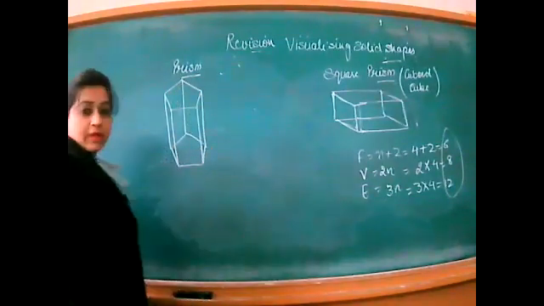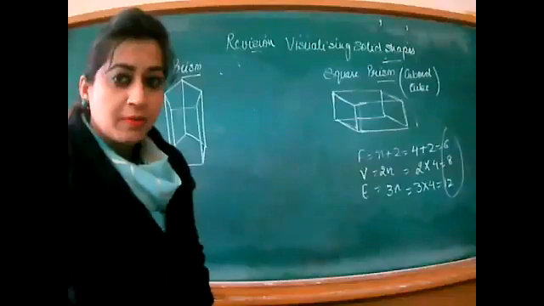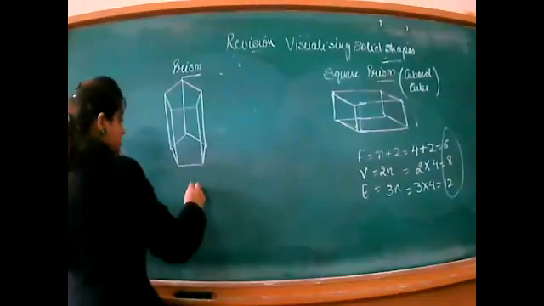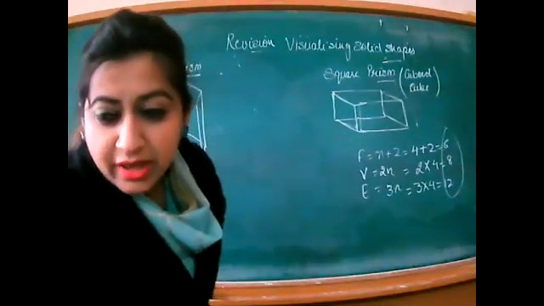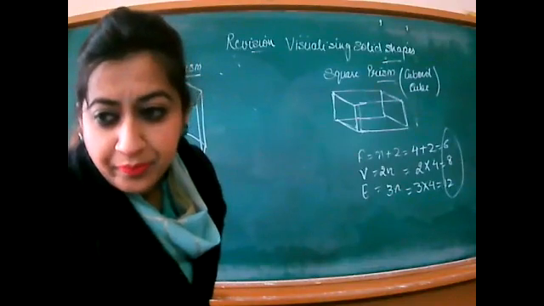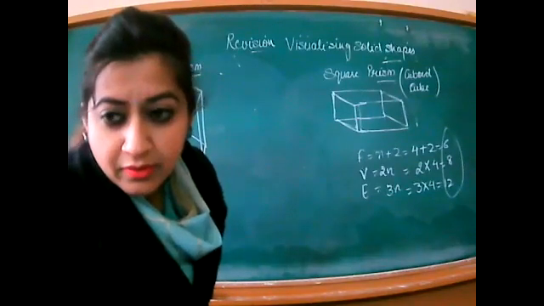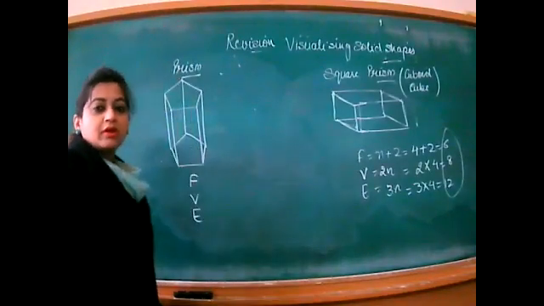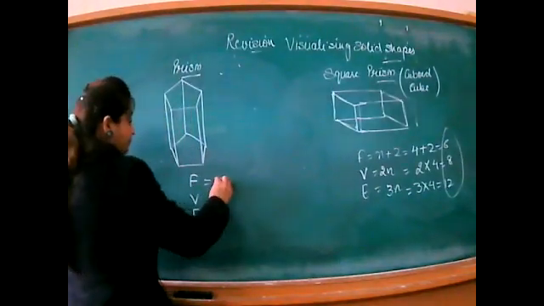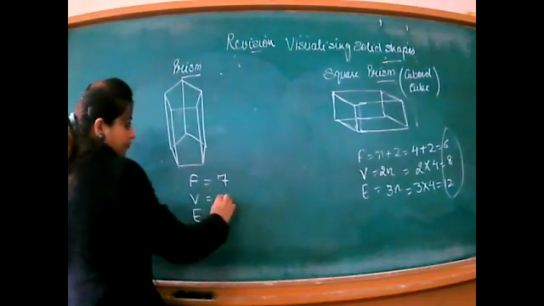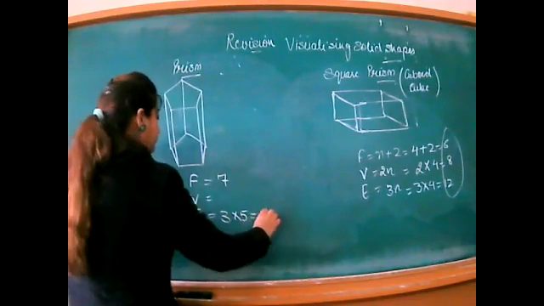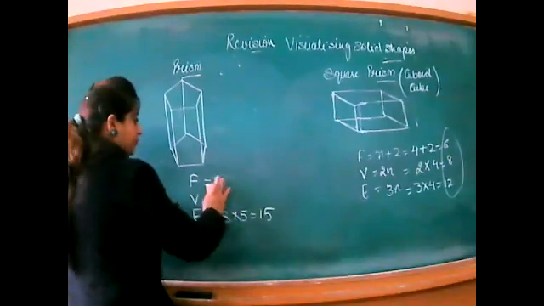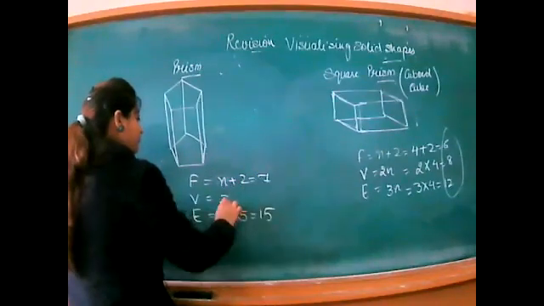Excuse me, ma'am. Yes. Ma'am, can I tell the answer? Yes. Ma'am, faces are 7. Wait, Lavish. Okay. Yes, Harshpreet. Faces is equal to n plus 2, that is 5 plus 2 is equal to 7, and edges is equal to 3n, that is 5 into 3 is equal to 15 edges, and vertices is equal to 2n, that is 5 into 2 is equal to 10 vertices.